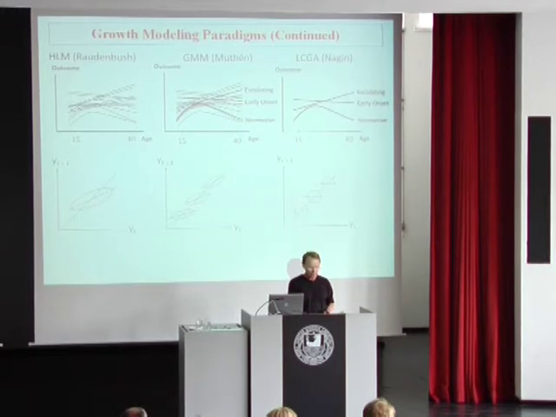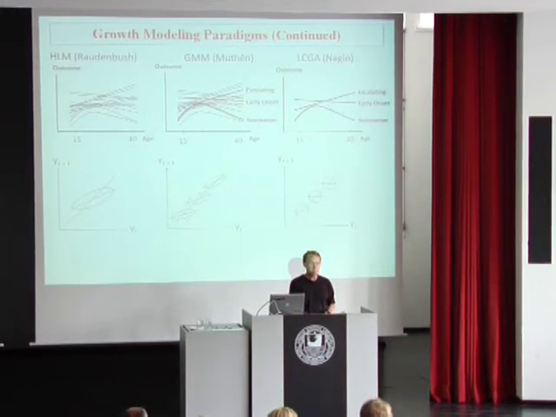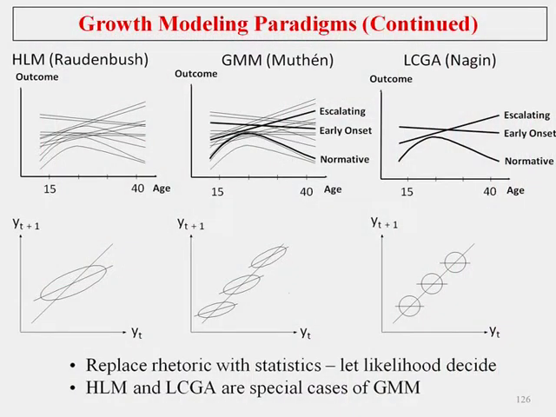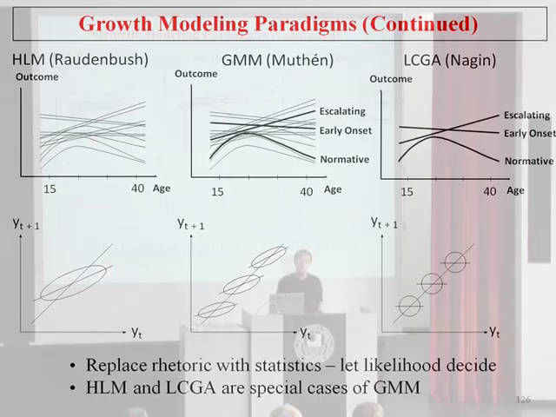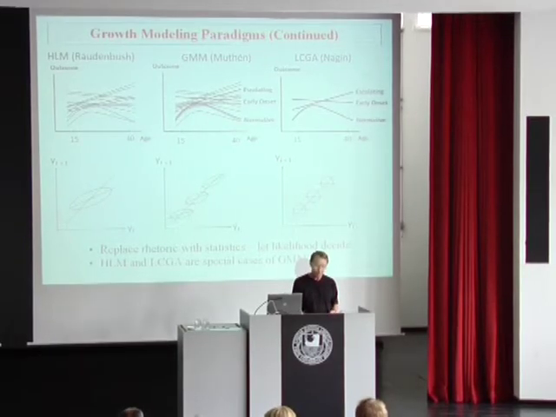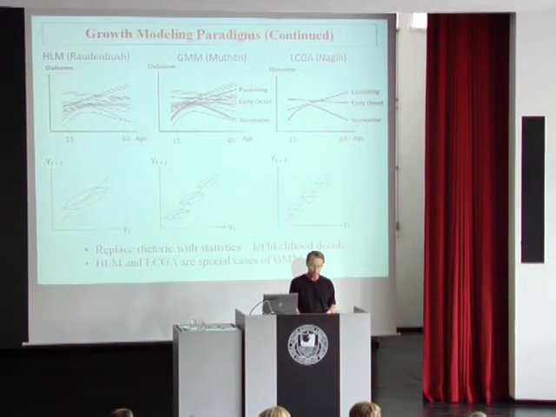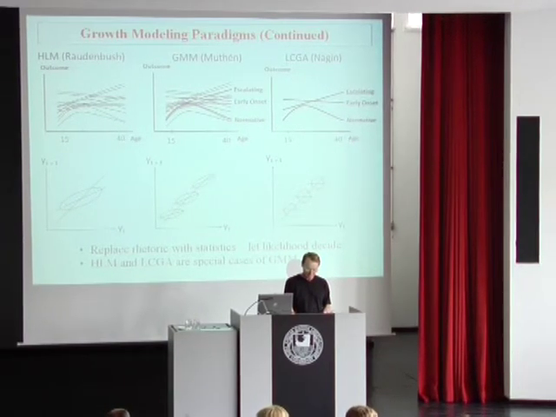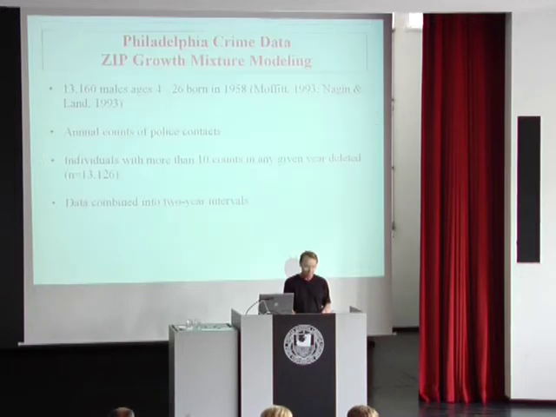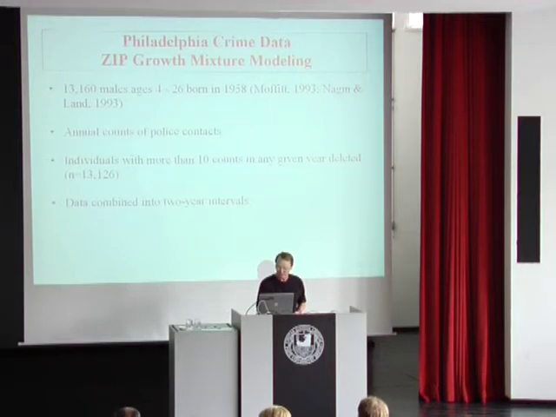Now, you can argue all day long about which model is best here, and you can have the philosophical debates, but that's why we have statistics, where we let the likelihood decide. Clearly, statistically, HLM and LCGA are special cases of GMM, and as Linda said, you can actually test for which model is appropriate. You can see if the factor variance-covariance matrix for the growth factors has significant elements or not. To illustrate that, let's take a look at an example which is in that 2008 book chapter that I mentioned earlier.